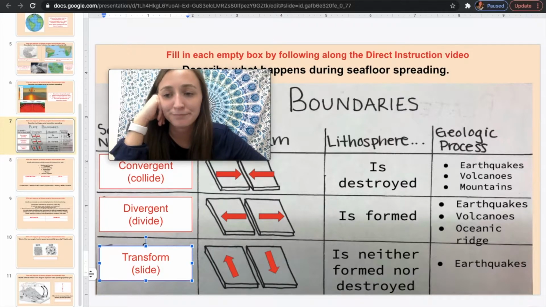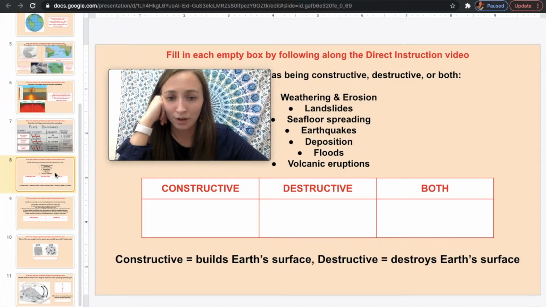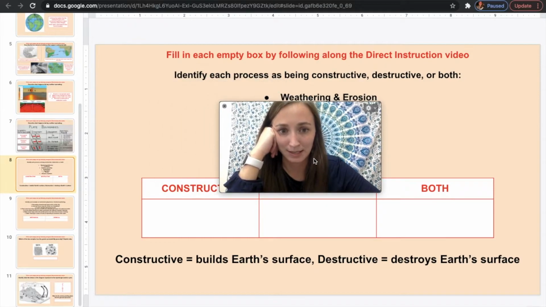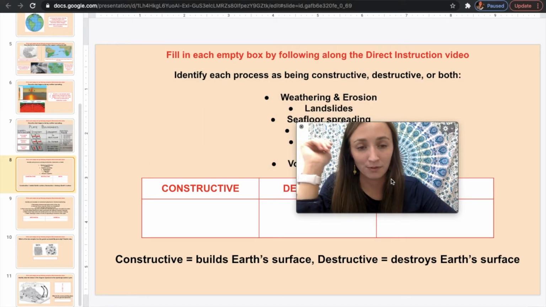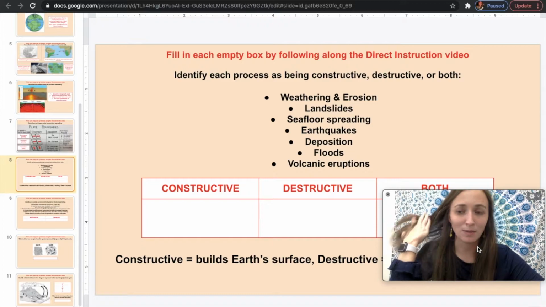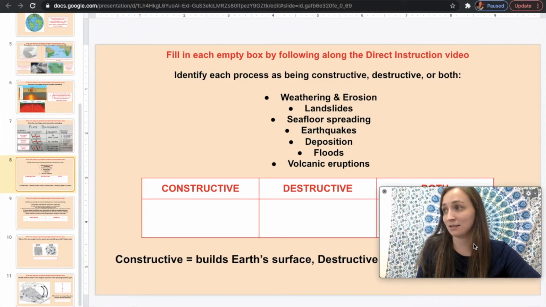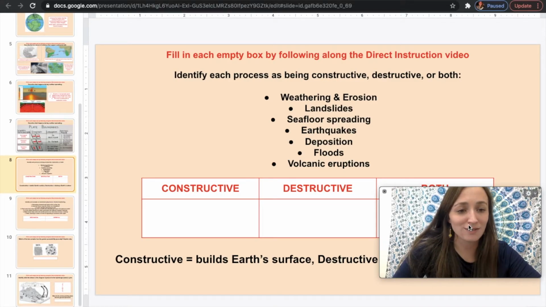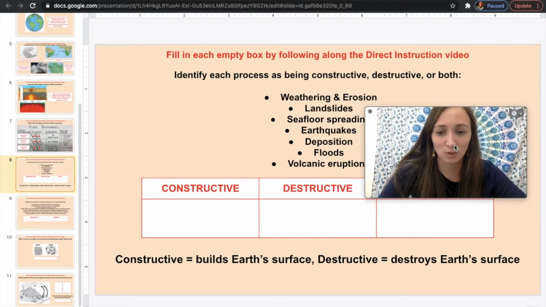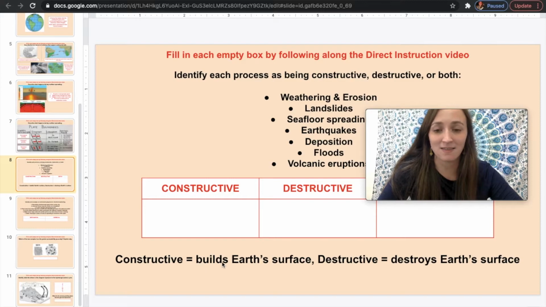That's it. Okay, moving on from plate boundaries and tectonic plates. Oof, over that stuff, right? Here's something a little bit easier, or at least I think it's a little bit easier. We are talking about constructive and destructive processes. So remember, a constructive process is anything that's going to build up Earth's surface. You can think of construction, or construct means to build. And destructive is the opposite. So this is destroying Earth's surface, okay?